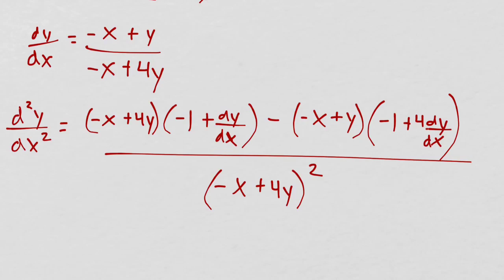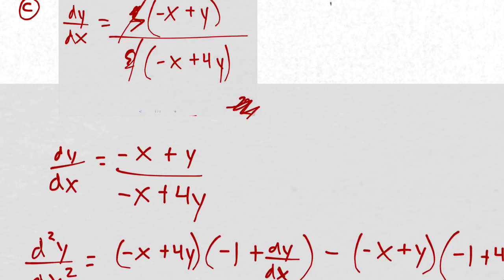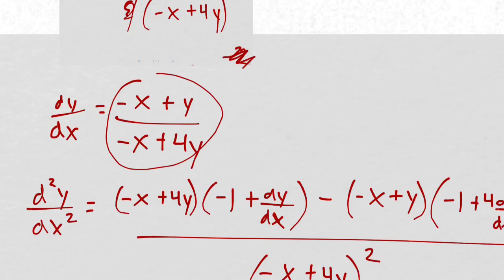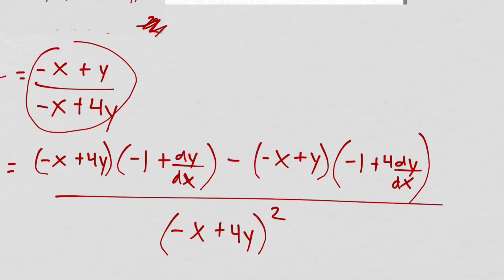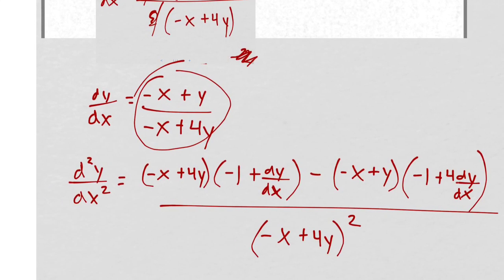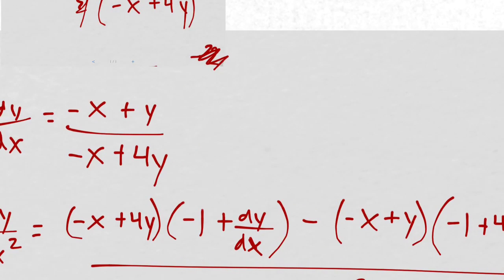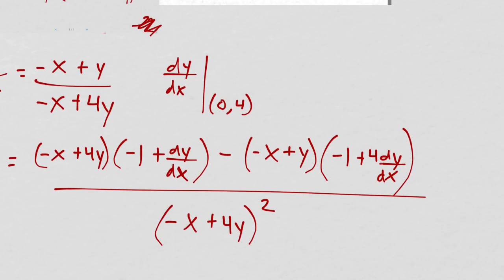And then what you have to do is plug in (0, 4), except we have a dy dx here. Now, I could take all of this and put it in for dy dx, so negative 1 plus all of that junk, and then negative 1 plus 4 times all of this stuff. But I don't like to do that. I think it's a little too messy for me. So what I do is evaluate dy dx right now while it's in the clear, all by itself, so I don't mess up anything.